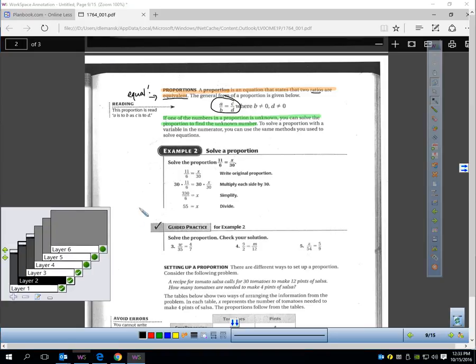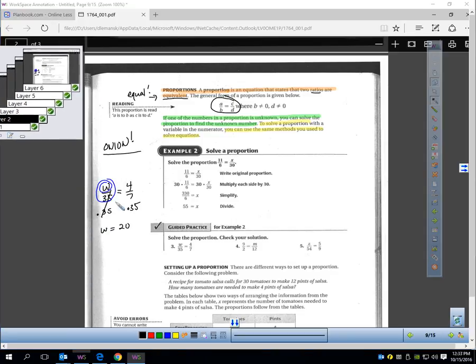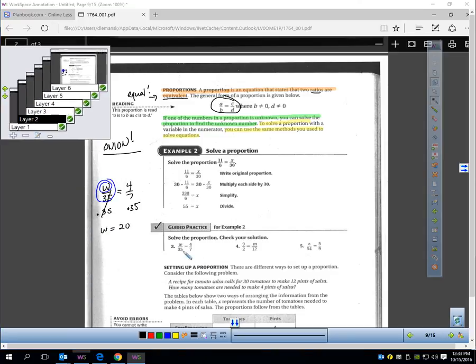Now, if one of the numbers in this proportion is unknown, in other words, if one of the numbers is a variable, you could solve the proportion to find the unknown number. To solve the proportion, you can use the same methods you use to solve equations, which would be onion. We could use the onion method, isolate the variable. Here would be an example of using the onion method on number 3. W over 35 equals 4 over 7.